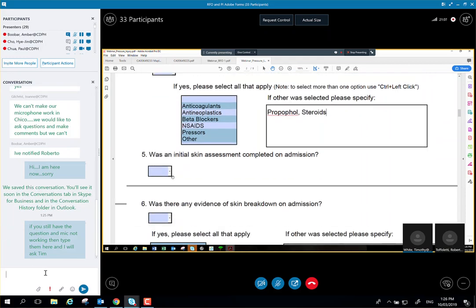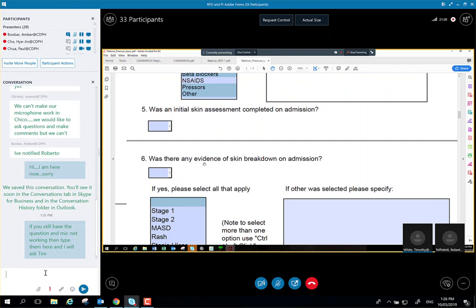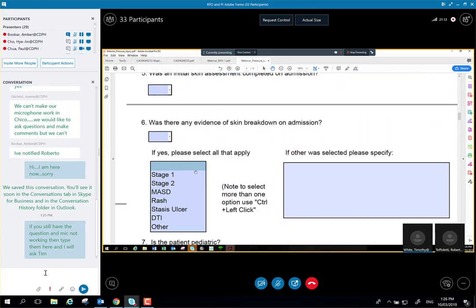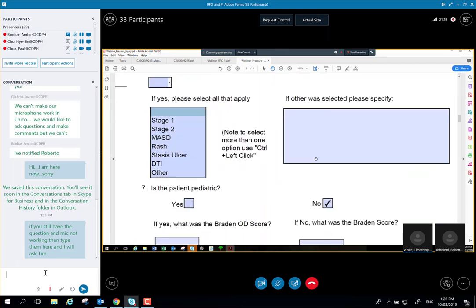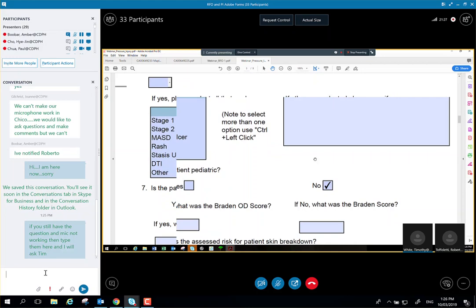Did they do an assessment on admission? Was there any evidence of skin breakdown on admission? If yes, what was it? And we can choose again with the control. We can choose all of these we want, and then an area here for additional notes and explanation of what those were.